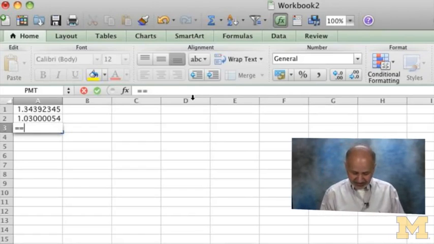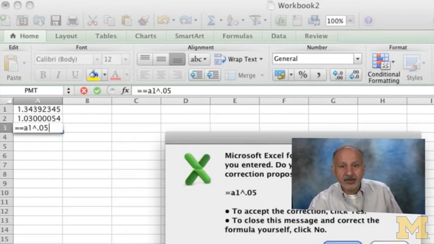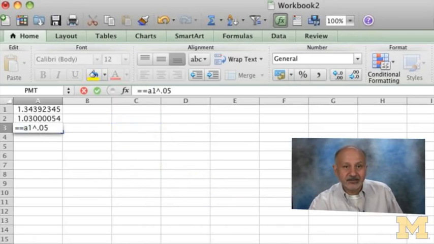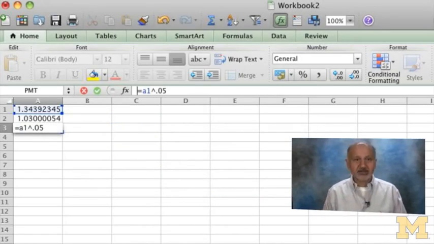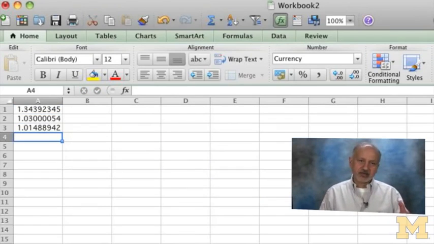So take A1 and now 1 to the 20th is what? 0.05. Okay, there. I can see what I did. My nervous hand put 2 equals. You see, I make very silly mistakes. So 1.01489. So you see how I did it.